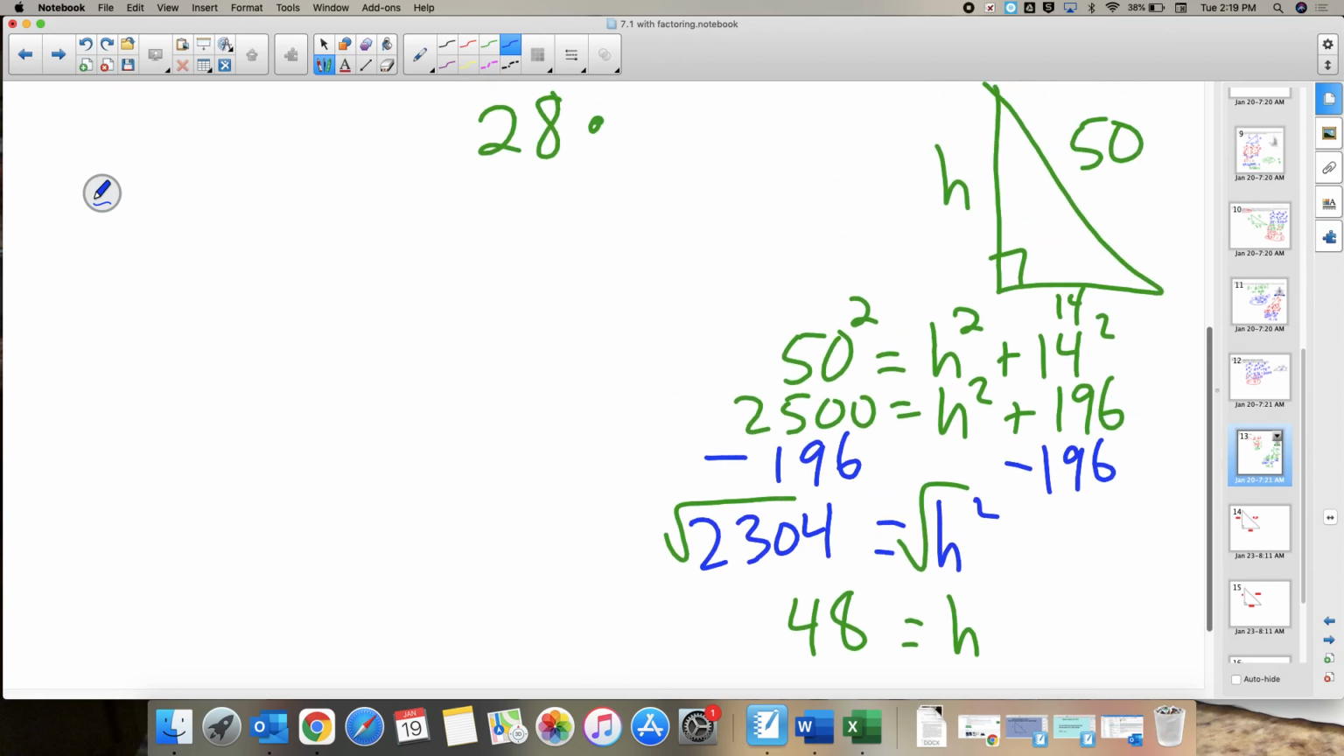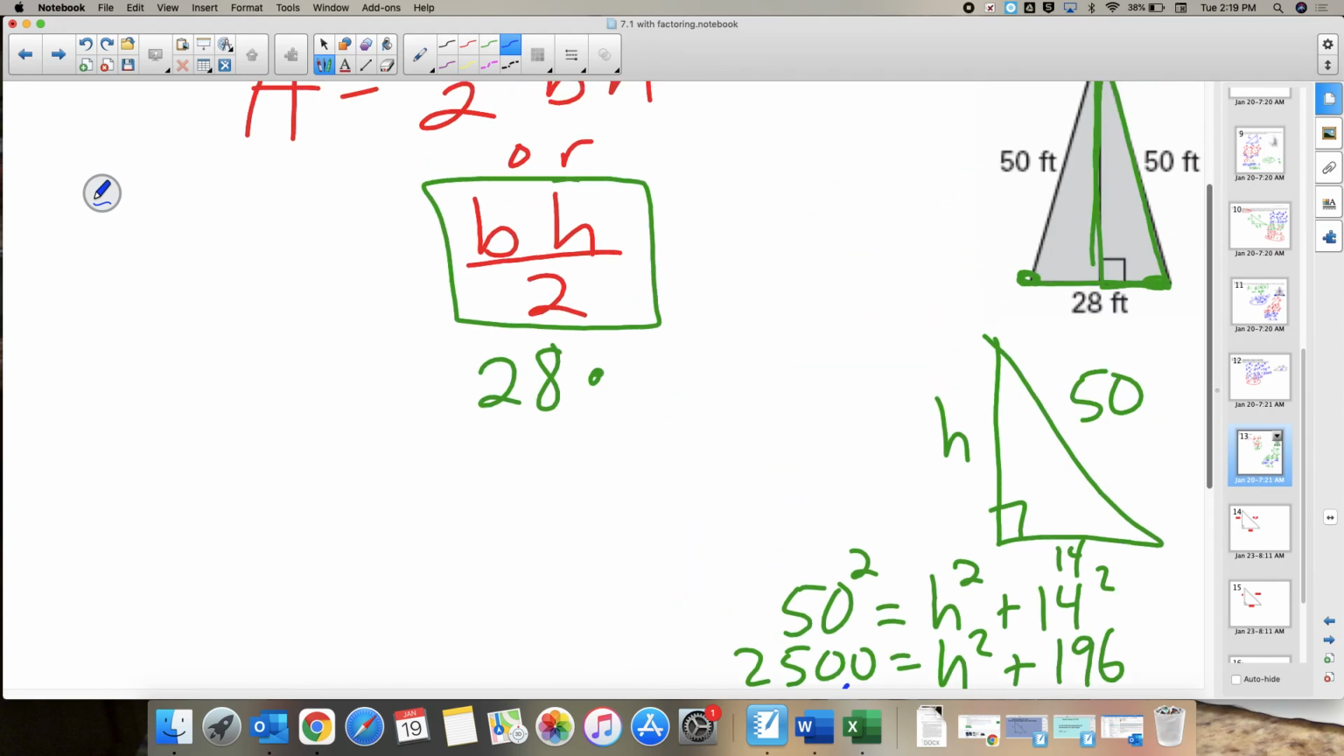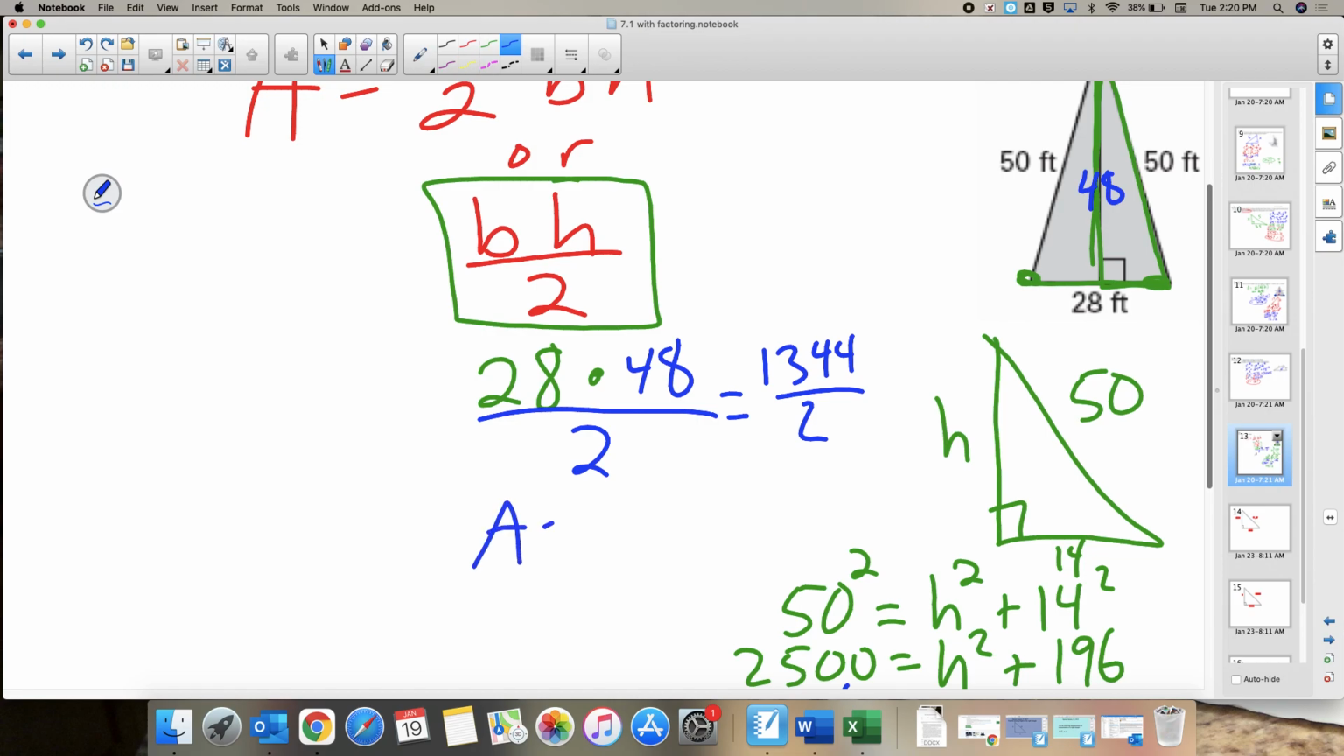So we had a base that was 28. We now have a height that is 48. So it's 28 times 48 divided by 2. 28 times 48 is 1,344 divided by 2. Gives us an area of 672. And in this case, we have feet squared then.